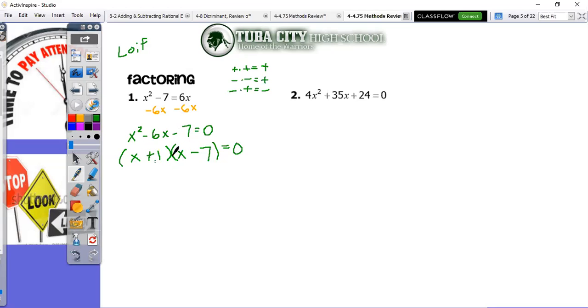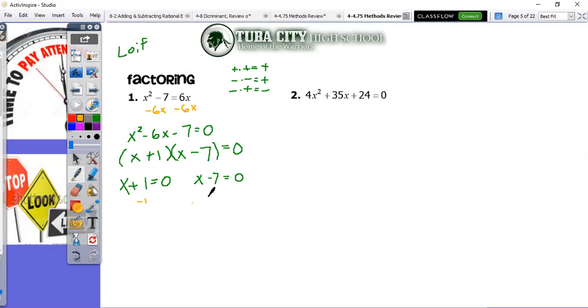Okay, now what we need to do is use the zero product property. The zero product property says that whenever we multiply, because remember, these are two groups being multiplied together, what can we put in for x that will make it 0? In this case, 0 is not going to work because 0 plus 1 is 1, and 0 minus 7 is negative 7, and neither of those are 0. So what you could do, and you don't have to do this sometimes, but what we're going to do here is set two equations, both equal to 0, and then solve each of those equations.